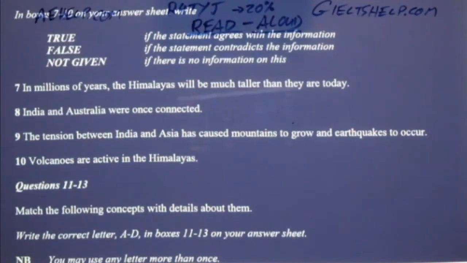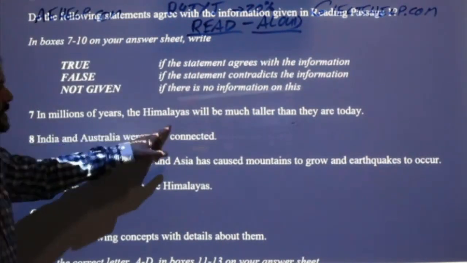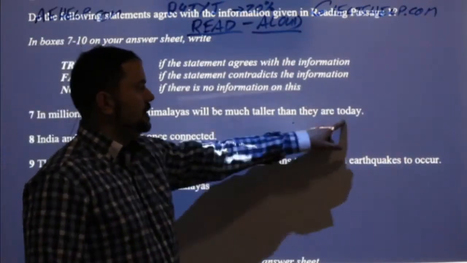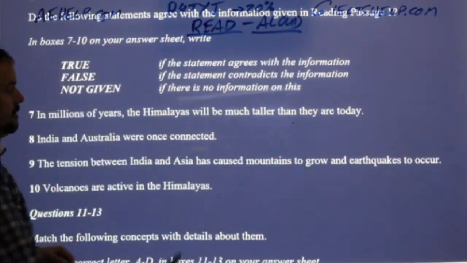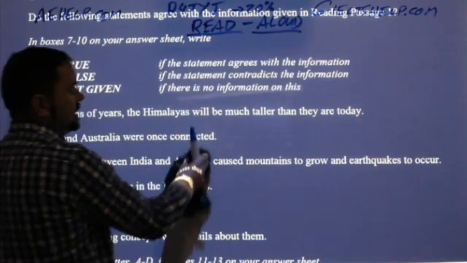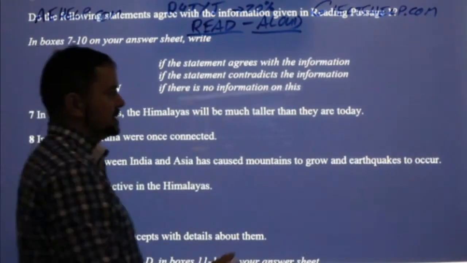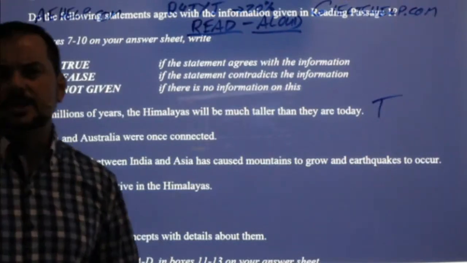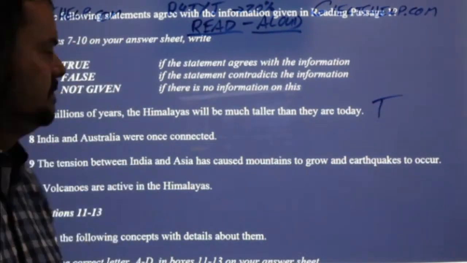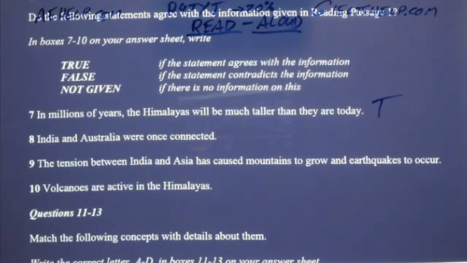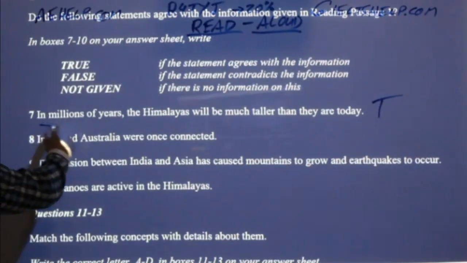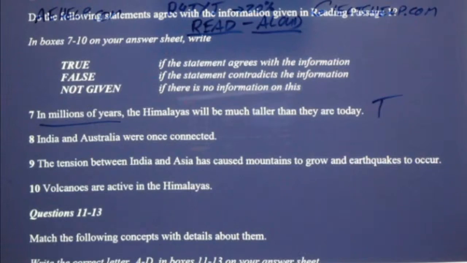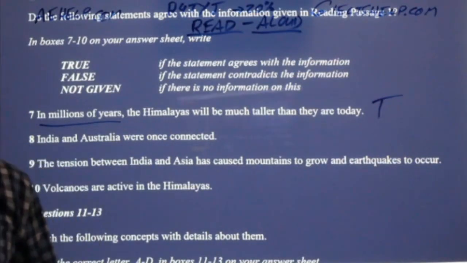True, false, not given. Here we go, nice and fast. In millions of years, the Himalayas will be much taller than they are today. Is that important for the passage? Yes, it is. Is it true? Yes, it is. Very easy. It said that in 100 million years, they could be reaching into the clouds or something like that. It's going a centimeter a year, so a million centimeters will be 100 kilometers high, right? So true.